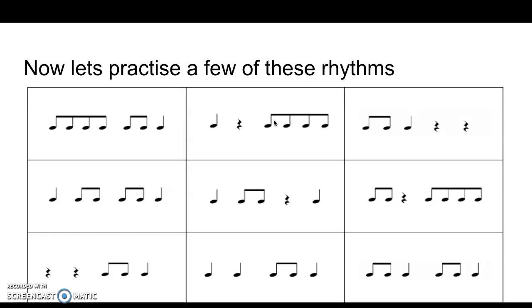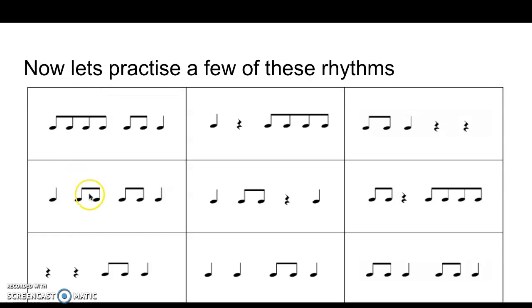I'm going to play the top left corner. I'm going to call this number 1. 1 bar count in. Ti, ti, ti, ti, ti, ti, ta. Number 2, to the right hand side. Ta, shh, ti, ti, ti, ti. And now number 3, which is the top right corner, the 3rd one on the first line. 1, 2, 3, 4. Ti, ti, ta, shh, shh.